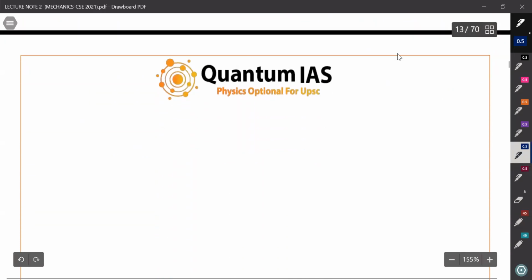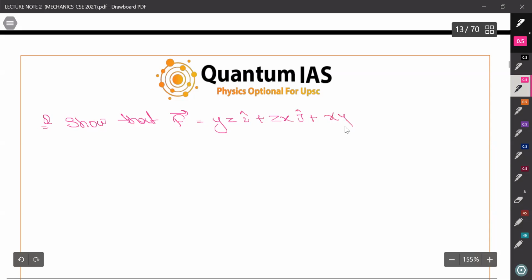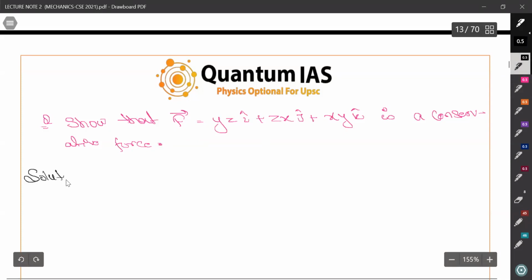Let's do some practice. Okay. Write it down. Show that F equals yz i cap plus zx j cap plus xy k cap is a conservative force. Okay. So how can we solve this?